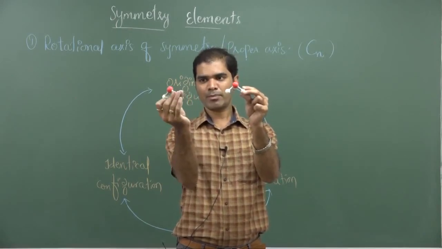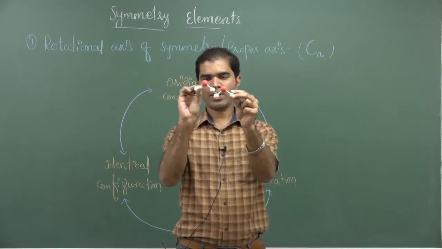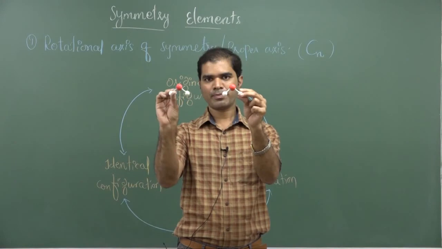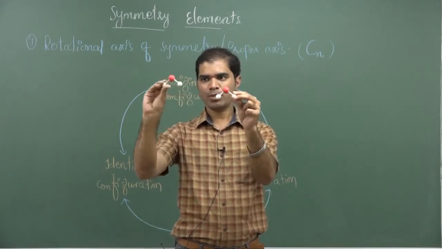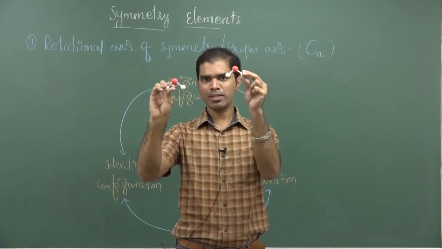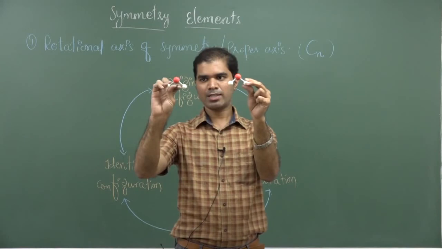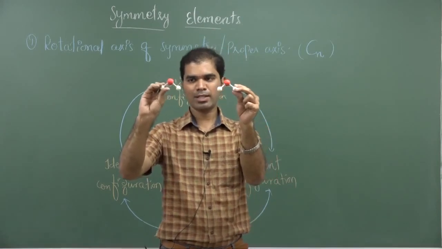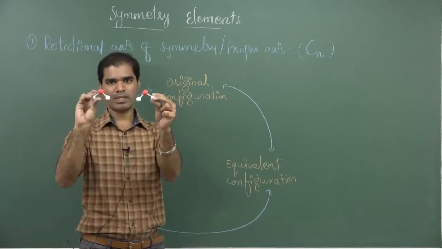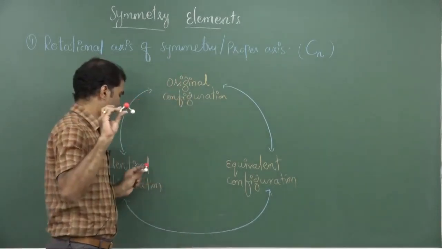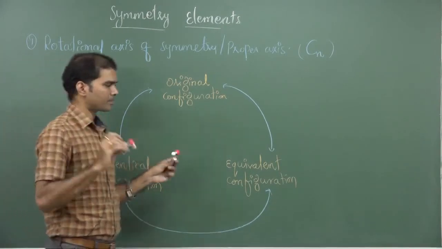Then I further rotate it by another 180 degree. Now I got a configuration which is just looking like the original configuration. So whichever configuration is just looking like the original one, where the position of the hydrogens is also the same as the original one, H1 is again towards your right hand side, H2 is towards your left hand side, this particular configuration which is the same as that of the original one is called an identical configuration. Hope you got the point.